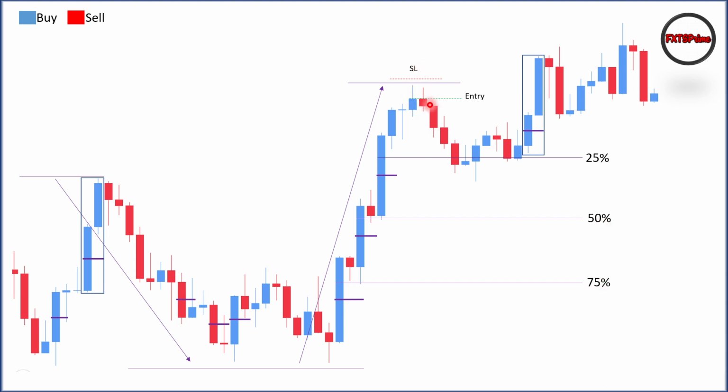And this is my 25% take profit, the first take profit, and 50% and 75%. If you realize here, my stop loss will always be achievable by the first take profit, or the first take profit has to be double or triple my stop loss. So always make sure your stop loss is achievable by your first take profit.